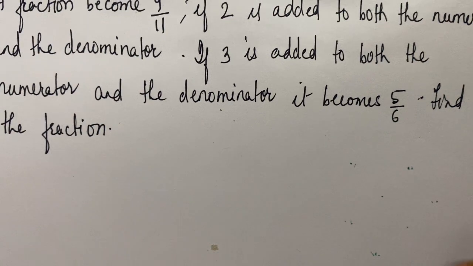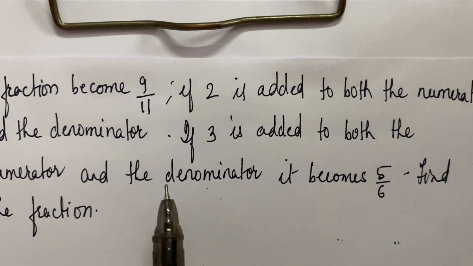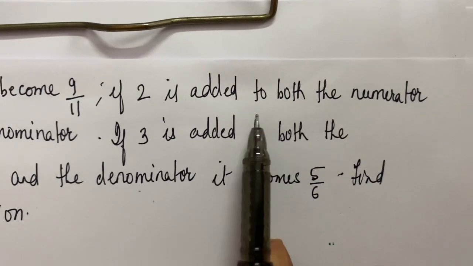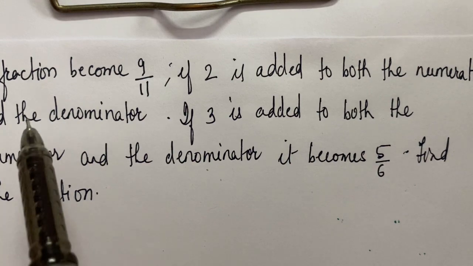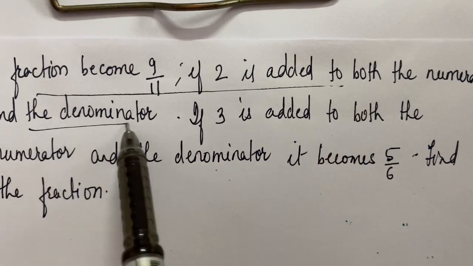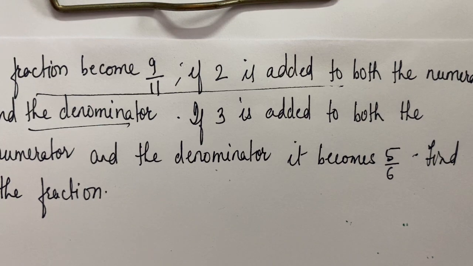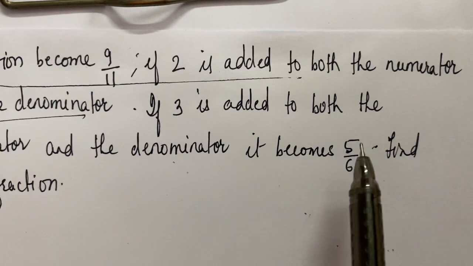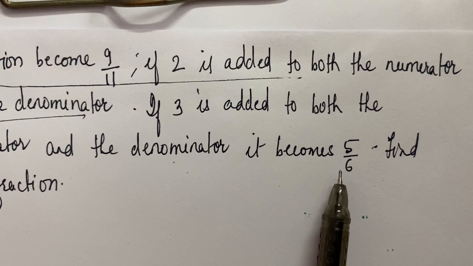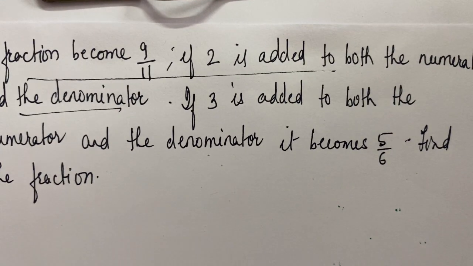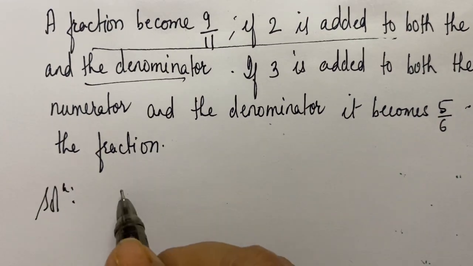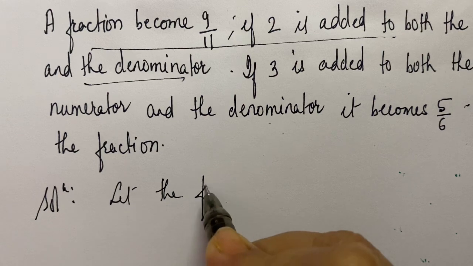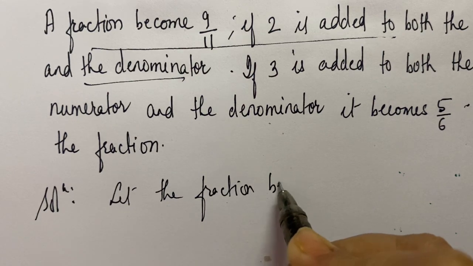The sum says a fraction becomes 9 upon 11 if 2 is added to both the numerator and the denominator. What is he saying? The first part, a fraction becomes 9 upon 11 if 2 is added to the numerator and the denominator both. And if you are adding 3 to both the numerator and the denominator, it becomes 5 by 6. You have to find out the fraction. So your solution will be as, in your solution, let the fraction be x upon y.